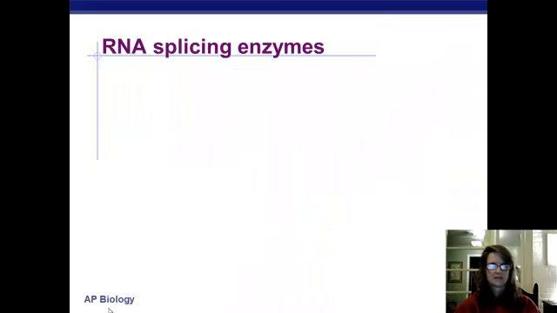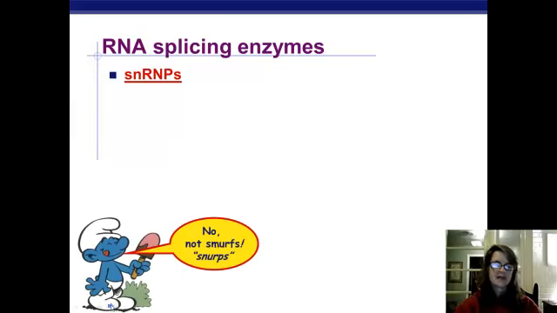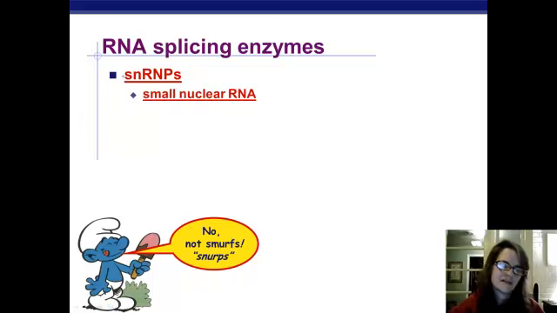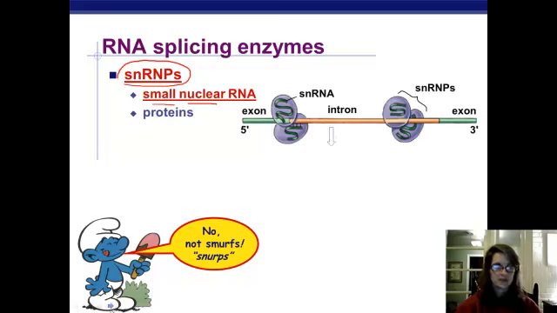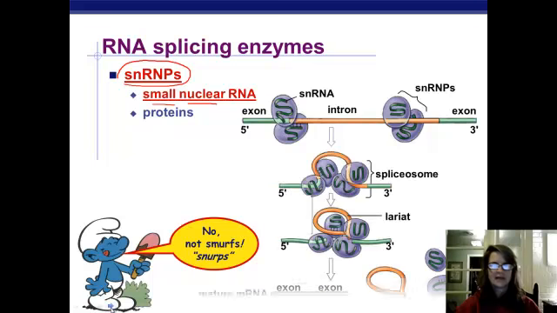These are the guys that figured this out, and that's lovely. Now, there are enzymes, of course, that have to help us do that. They are called SNRPs, and there's really an N in there, but that's disregarded, and they're called SNRPs. Small nuclear RNA, and also some proteins embedded with that. Okay?